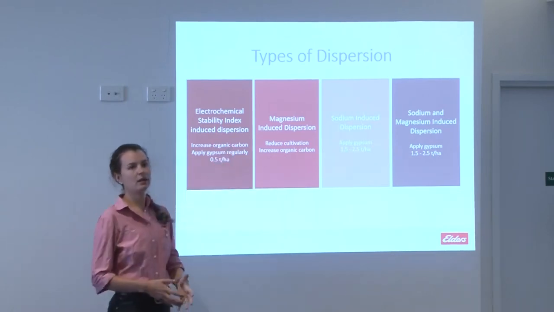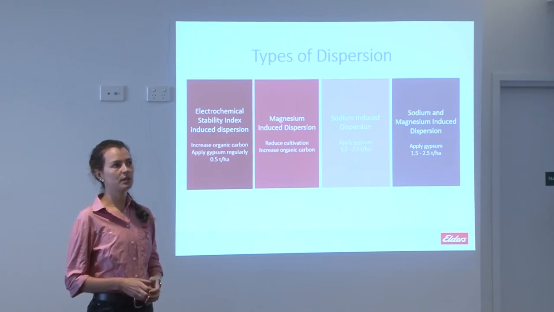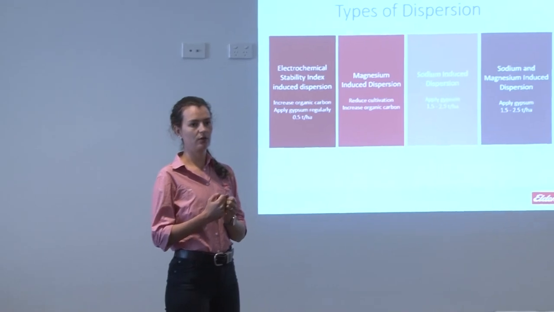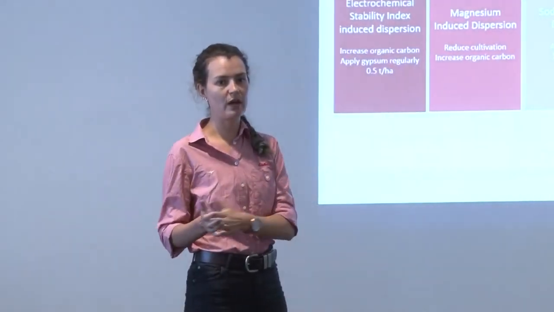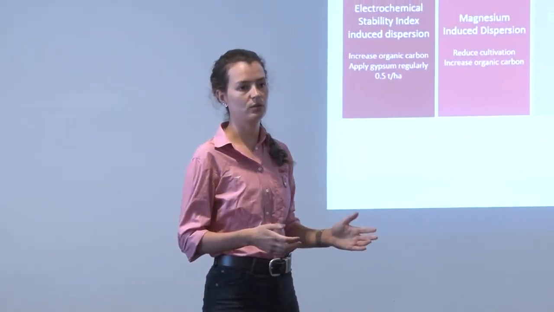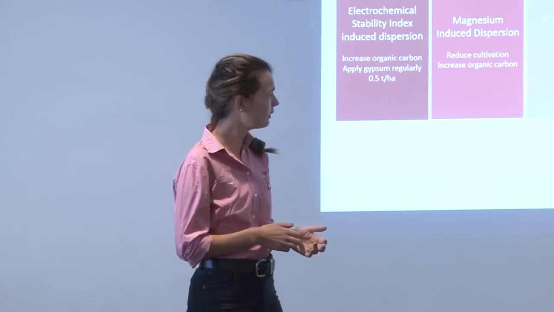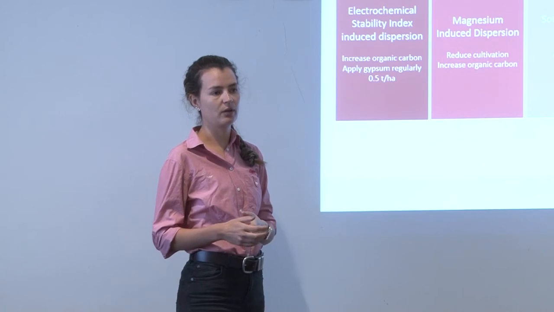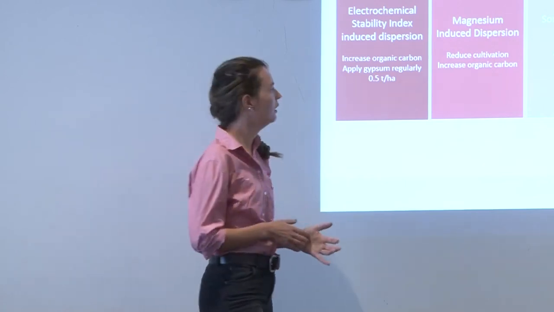So organic carbon is essentially the glue of the soil. So it'll hold your soil together and create structure. So the more of that you've got, the more resilient a soil is to dispersion as well. So that's why there's a huge amount of projects at the moment looking at how to increase organic carbon economically.